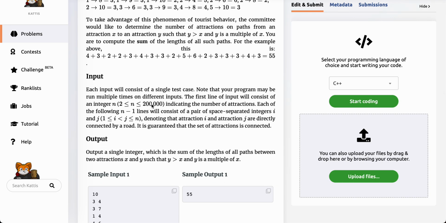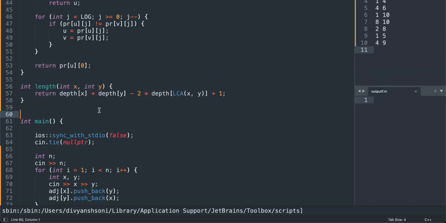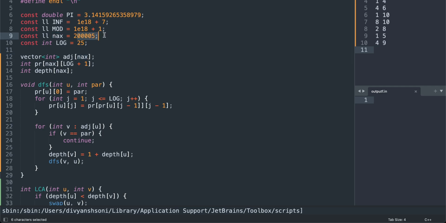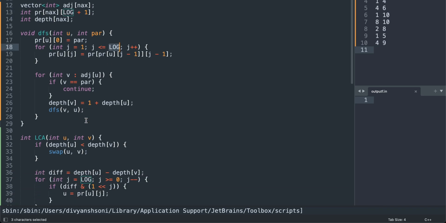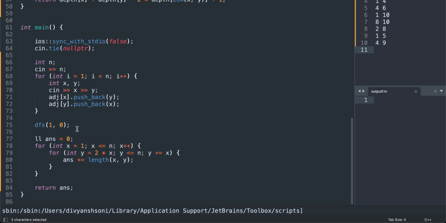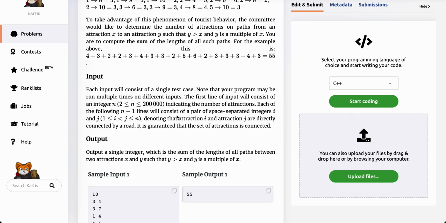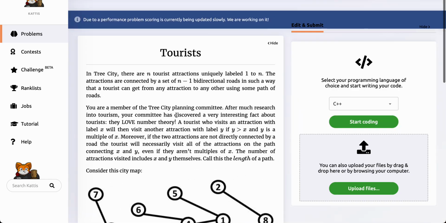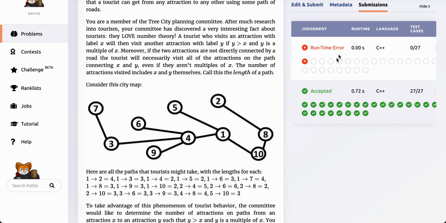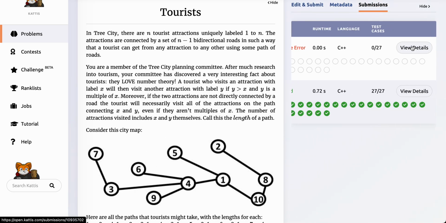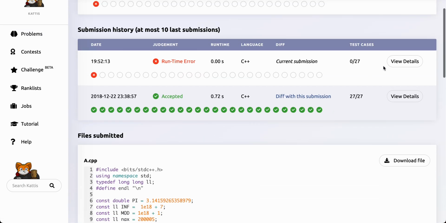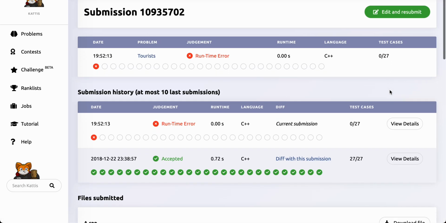2 into 10 raised to 5. It's fine, x is 2 into 10 raised to 5. What is the log value? Okay, next and log, go till log. Why is it a runtime error?